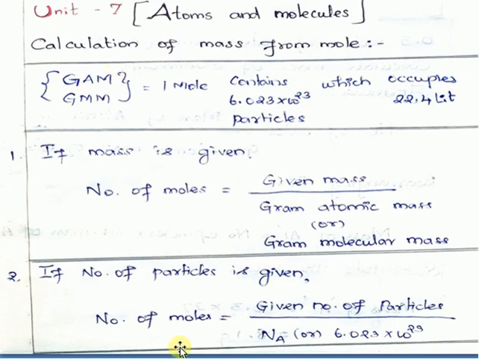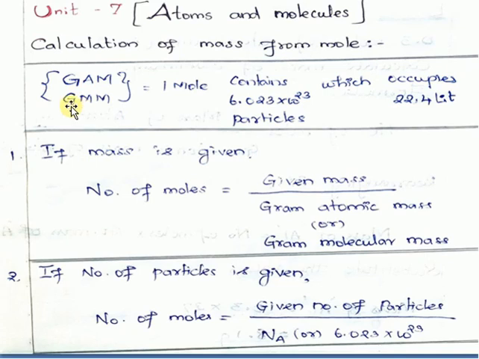Let us take an example. 32 grams of oxygen, O2, right? O2, 2 into 16, 32 grams. So 32 grams of oxygen is the gram molecular mass of oxygen, which is equal to 1 mole, which contains 6.023 x 10^23 oxygen molecules, which is a gas, so it occupies 22.4 liters at STP, standard temperature and pressure. Now if the mass is given, how to calculate the number of moles?